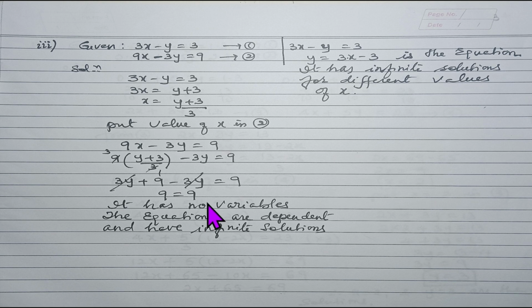So it's a very interesting example here. We have absolutely no variables on both the sides. That clearly tells us the equations are dependent and have infinite solutions.